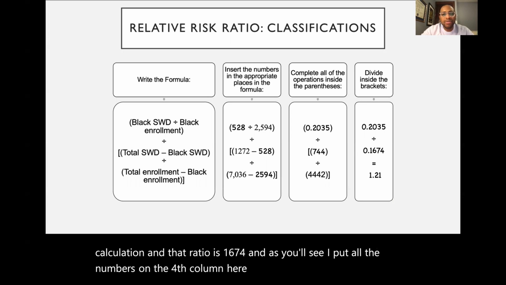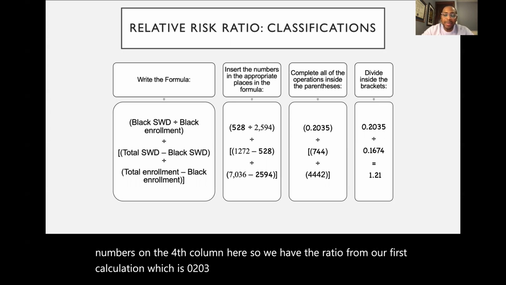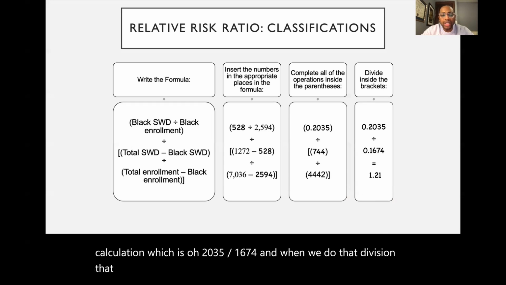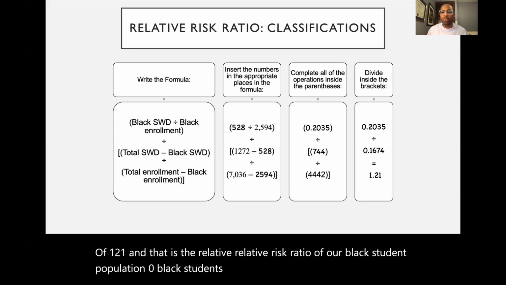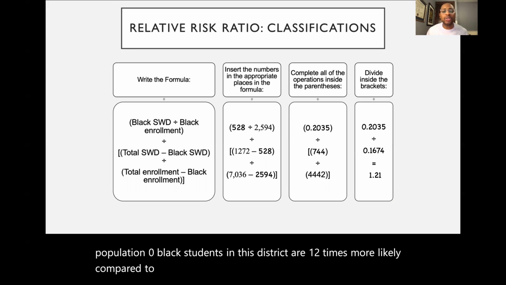So we have the ratio from our first calculation, which is 0.2035 divided by 0.1674. And when we do that division, that gives us a final relative risk ratio of 1.21. And that is the relative risk ratio of our Black student population. So Black students in this district are 1.2 times more likely compared to all other students to experience being identified with a disability. All right, that's the core of the formula, right?